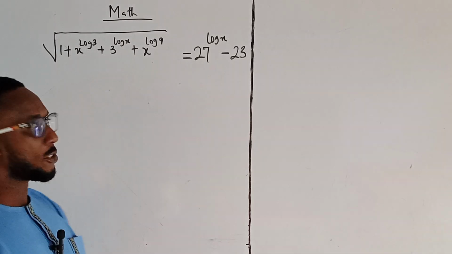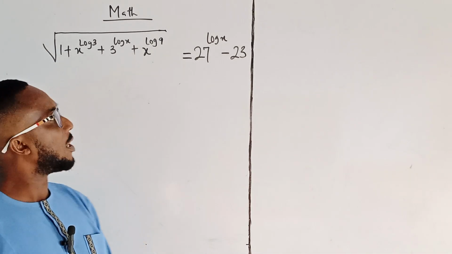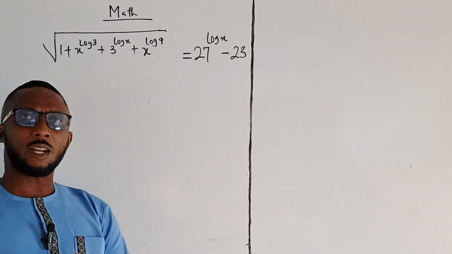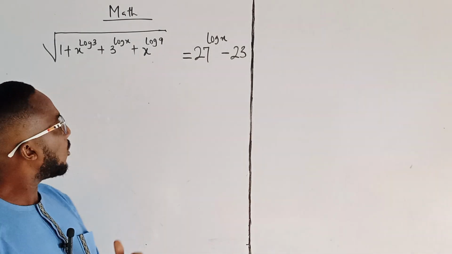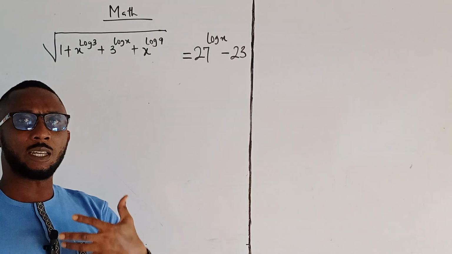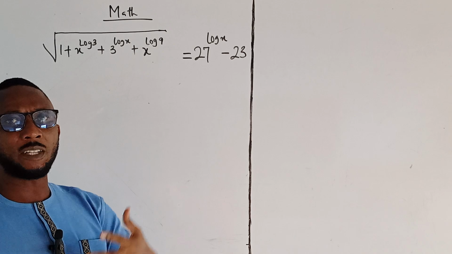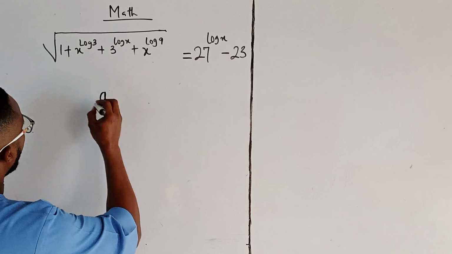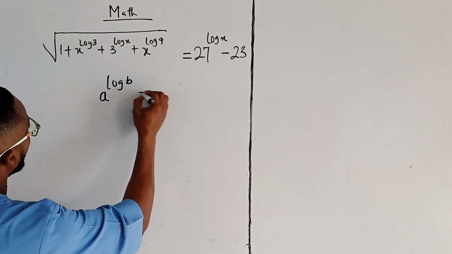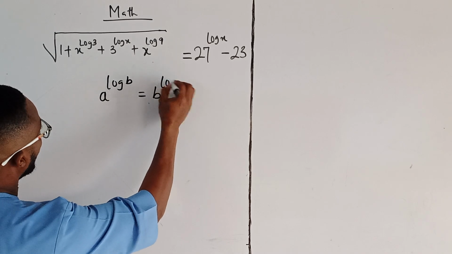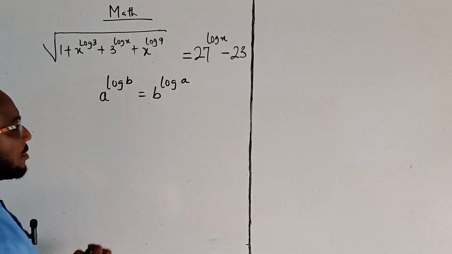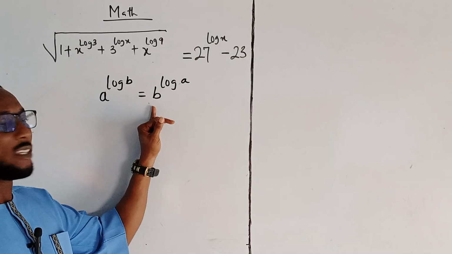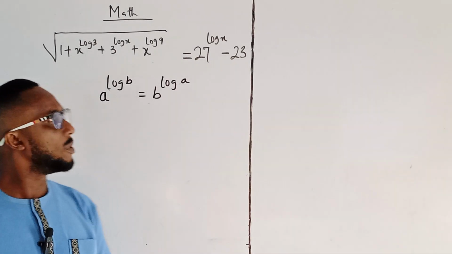But what we shall do is to employ some intricate laws of logarithm to solve it. The first we shall look at is a particular law of logarithm which is not in most mathematical tests, and I find it very bizarre. So we have this theorem: a power log b is actually the same thing as b power log a. This theorem is only valid when either a or b is equal to the base of this logarithm.